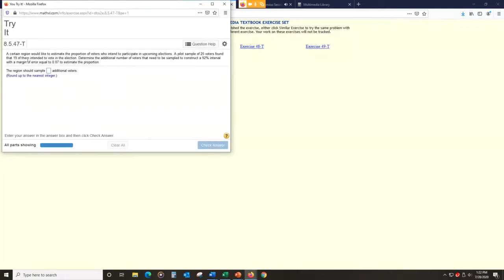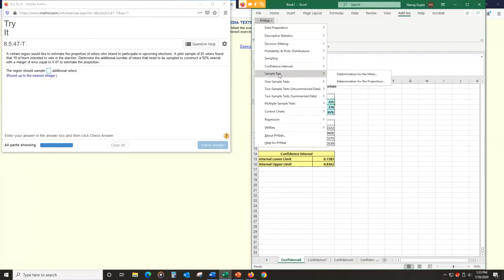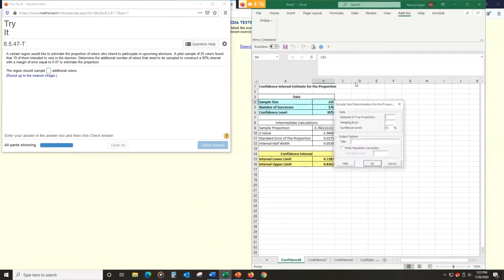So it says a certain region would like to estimate the proportion of voters who intend to participate in upcoming elections. A pilot sample of 25 voters found that 19 of them intended to vote in the election. Determine the additional number of voters that need to be sampled to construct a 92% interval with a margin of error of 0.05. So we will go to our PH stat, sample size now for proportion.